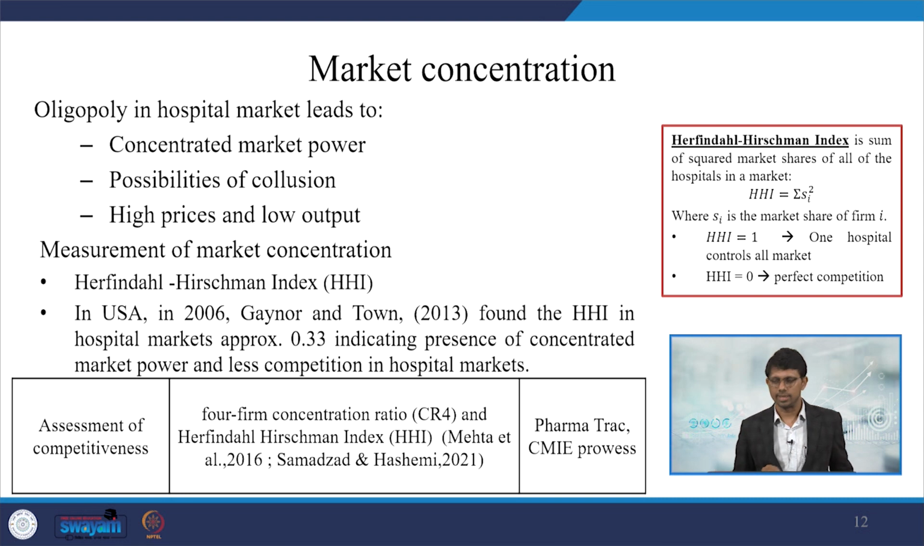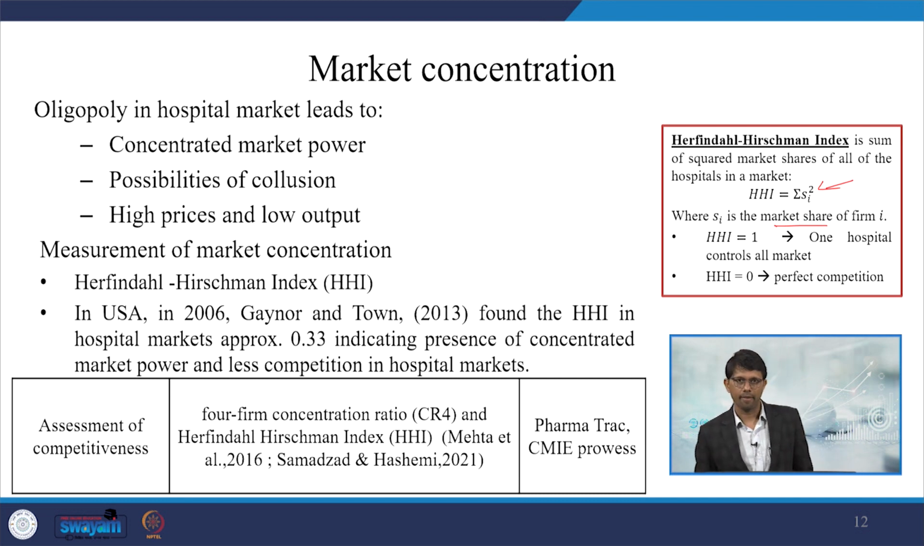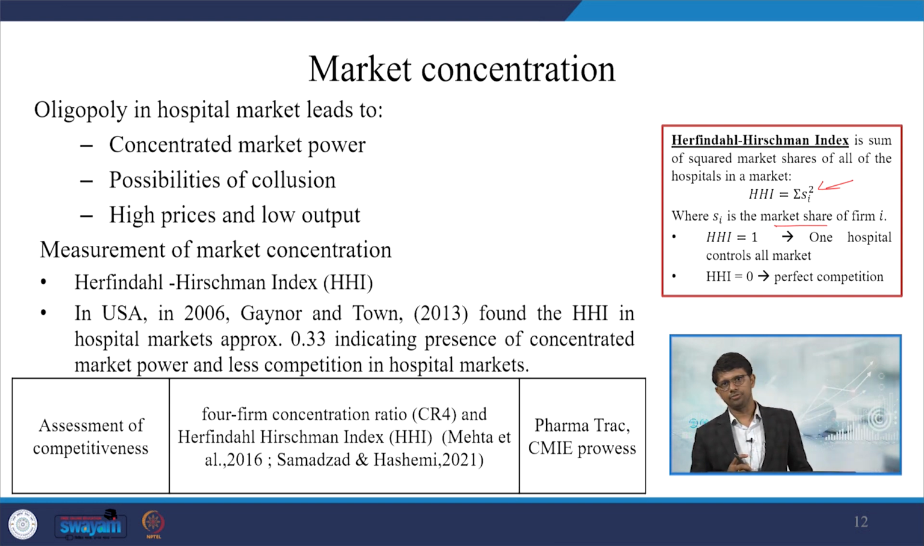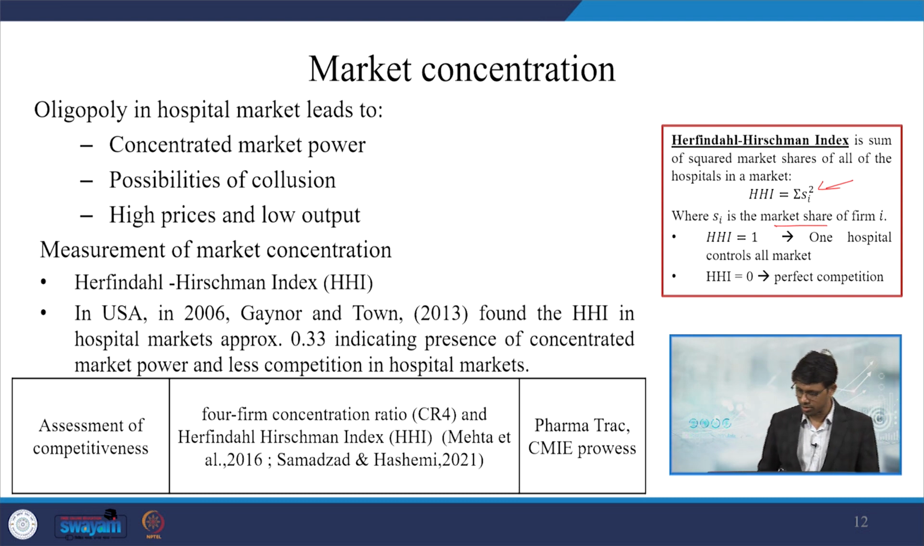So, in short, it is called HHI and defined as the sum of squares of the market shares, where Si is the market share. If the HHI is 1, that means one hospital controls the whole market. And if it is 0, that means perfect competition prevails. If the figure is close to 0, near perfect competition or good competition is expected. If it is close to 1, then a more monopolized or oligopoly structure is indicated.